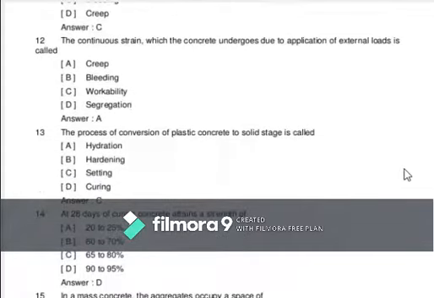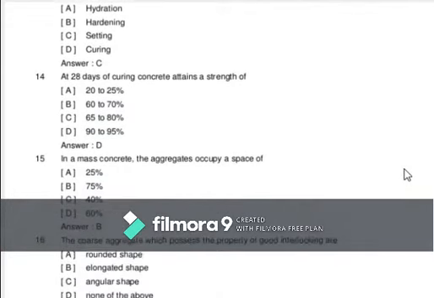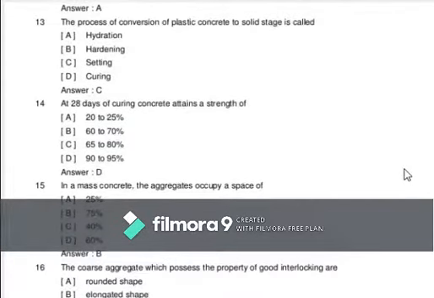Question 12. The continuous strain which the concrete undergoes due to the application of external load is called: option A, creep, bleeding, workability, and segregation. Here option A is the suitable answer. That is creep. Option A is the answer of question number 12.